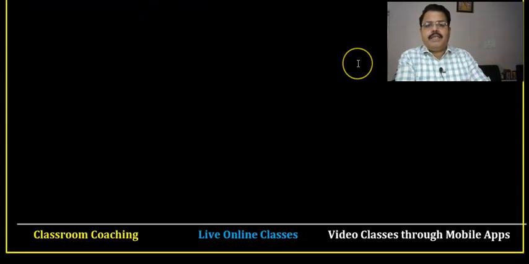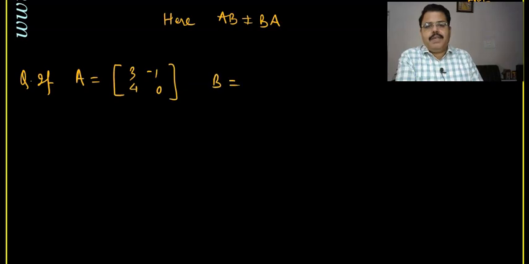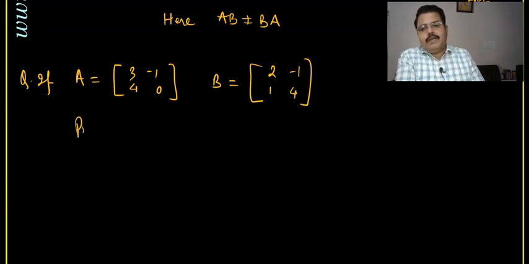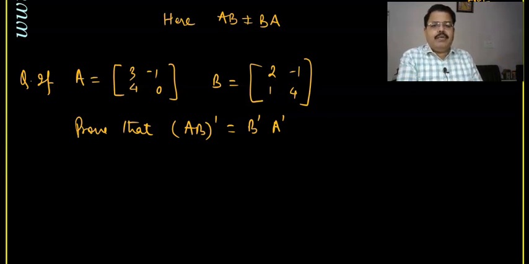Now let me explain one example of the characteristics I have already discussed. If A is equal to 3, minus 1, 4, 0, and B is equal to 2, minus 1, 1, 4, prove that (AB) transpose is equal to B transpose A transpose. I have taken a matrix of order 2 into 2 just for the sake of simplicity. You can prove it for any kind of matrices. There is no problem at all.